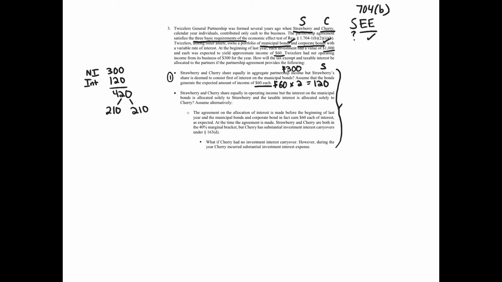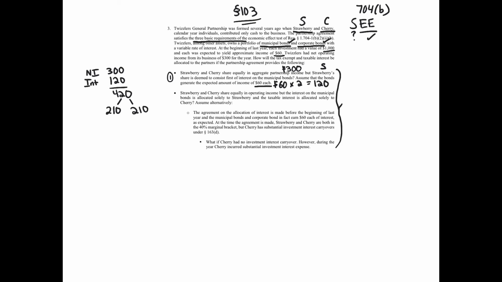Now, here's the issue. As you know, with partnerships on a K-1, the characterization of the items makes a big difference in terms of separately stated items and whatnot. If you've got municipal bond interest, that's going to flow through as Section 103 tax-exempt interest. If you've got corporate bond interest, that's going to be taxable interest. So that makes a big difference in terms of the tax consequences.